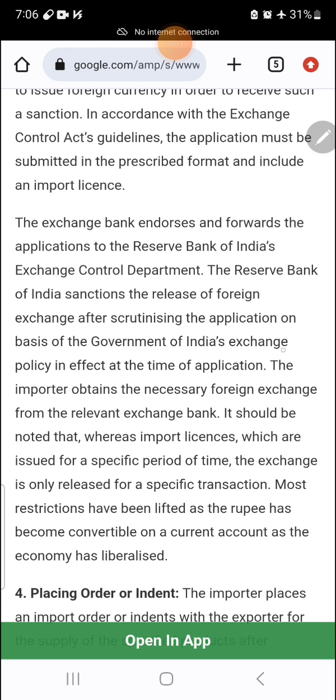Endorses. The Reserve Bank of India sanctions the release of foreign exchange after scrutinizing the application on the basis of the Government of India's exchange policy in effect at the time of application.